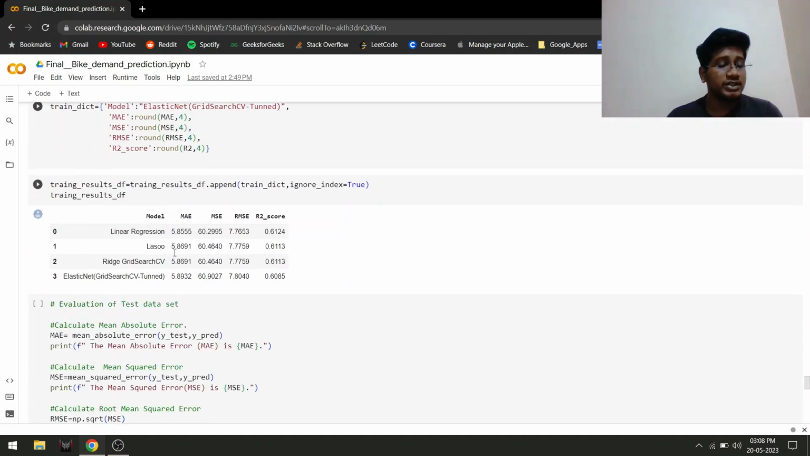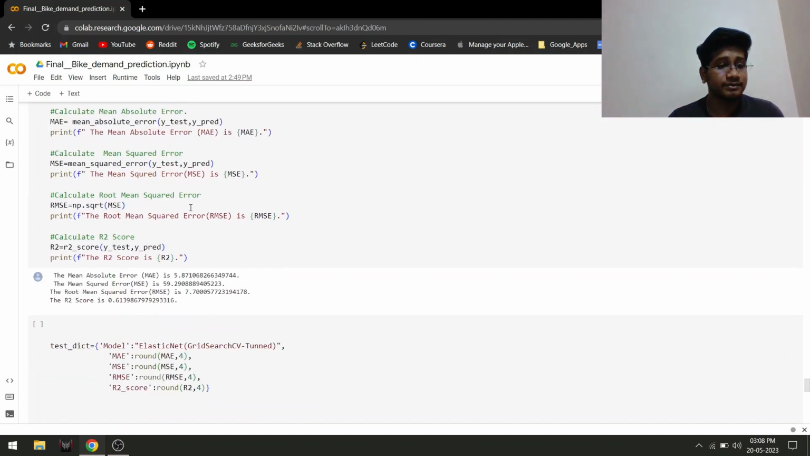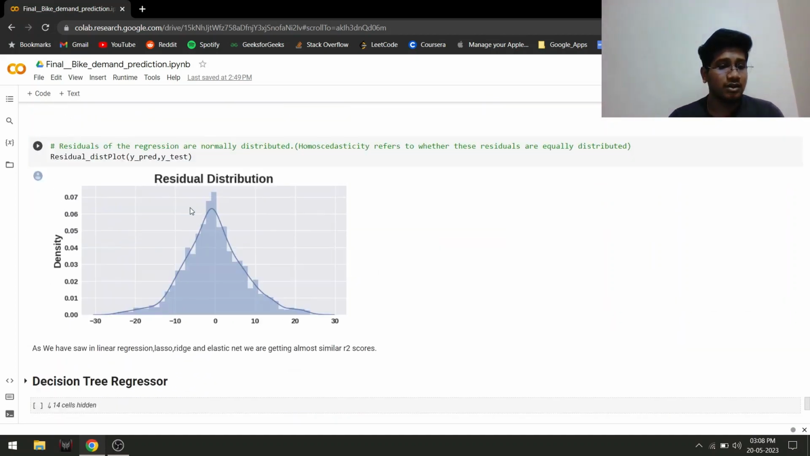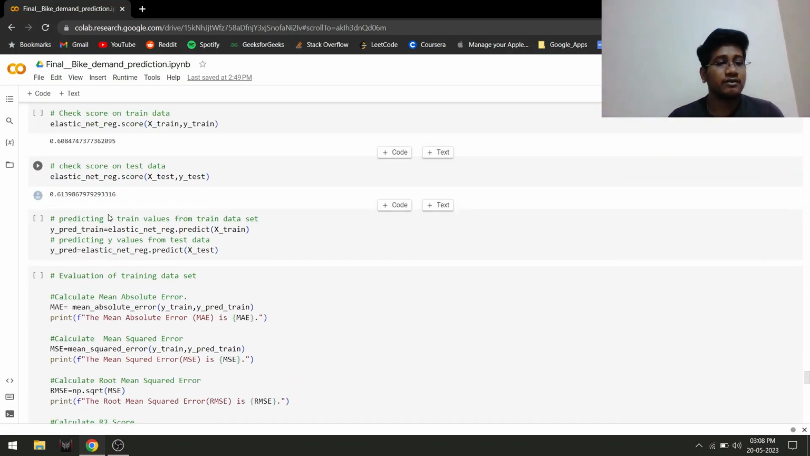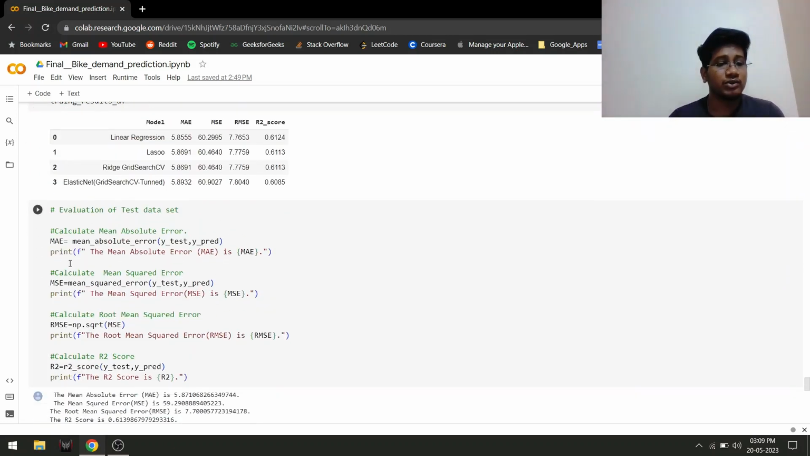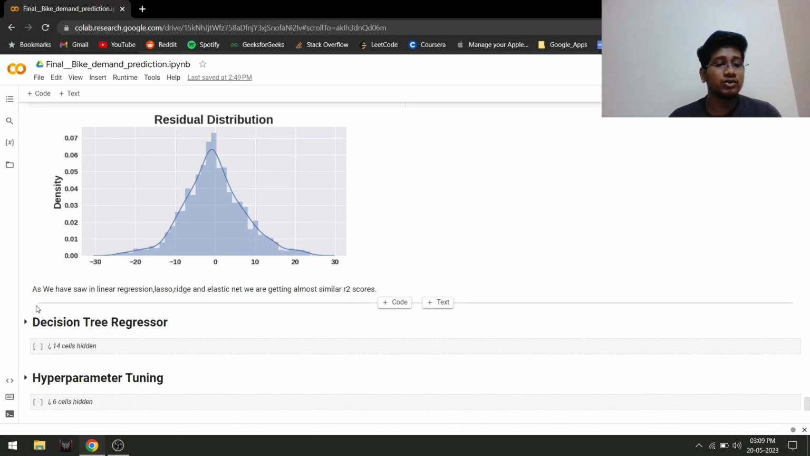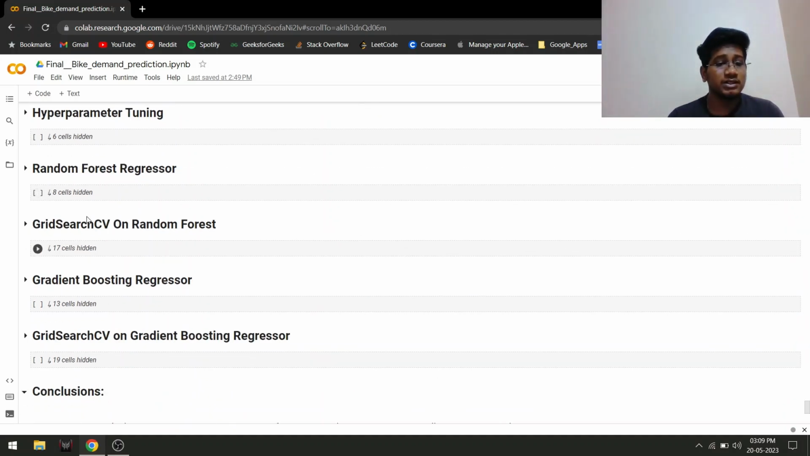We'll start with our evaluation and test data set. We will start with evaluation on training data set and then move to evaluation of test data set. After that, we will move to the algorithms, that is decision tree regressor with normal and hyperparameter tuning, random forest regressor, grid search CV on random forest, gradient boosting regressor, and grid search CV on gradient boosting regressor.